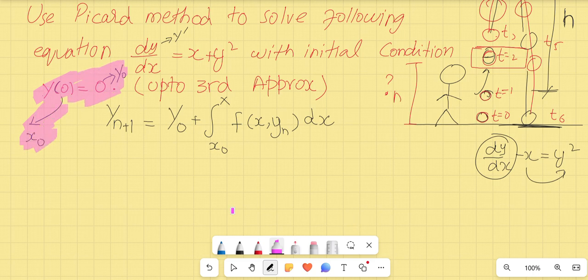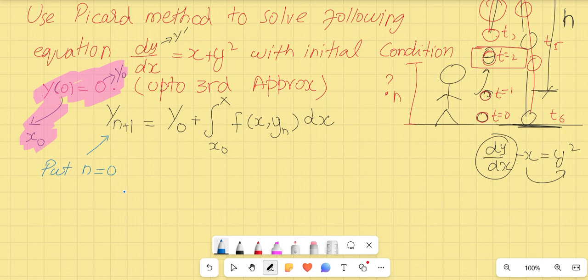All right. At a value of x equals 0, the value of y equals 0 as well. So for example, we're going to put n equals 0. If we put n equals 0 in this equation, we will get y1. We already have y naught. We already have the value of y naught, which is equal to 0. All right. So now we need to find y1. What is y1?